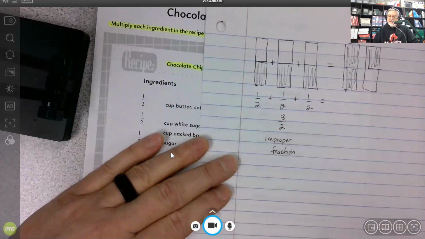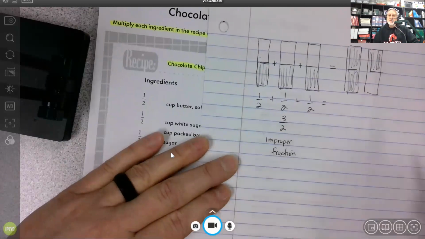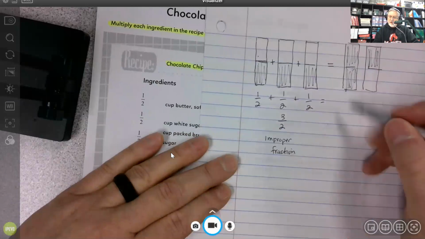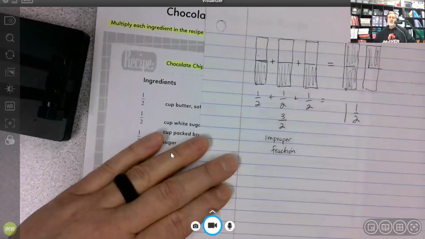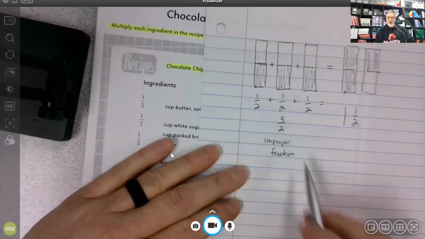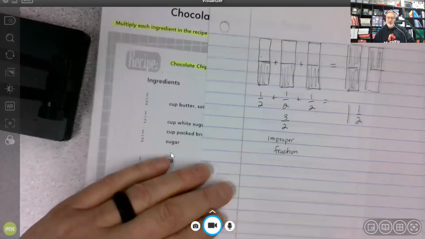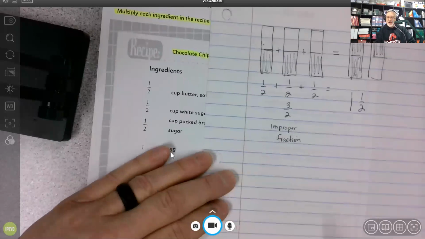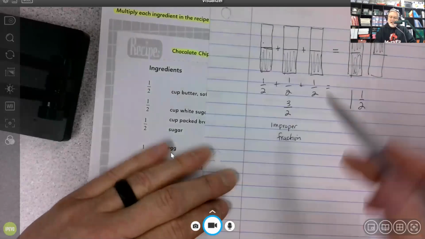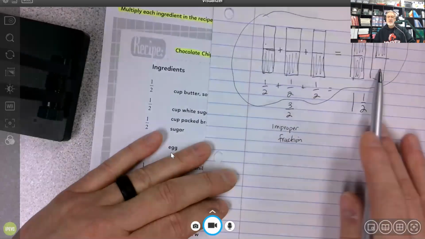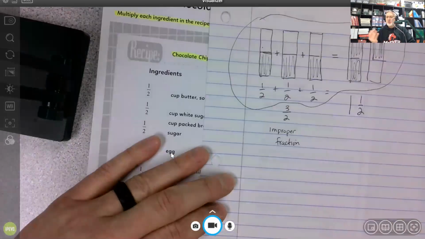But if I look at my answer, I've already made it into a mixed number, haven't I? So I have 1 whole and 1/2. So my answer really is 1 and 1/2. That's by taking this improper fraction and making it into a mixed number. So when I use a fraction model, it actually does that step for us. So it's really one step.